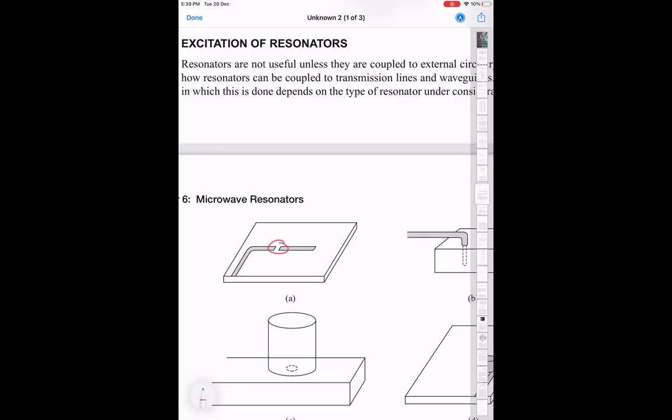So this length doesn't matter in determining the resonant frequency, but this length and the depth of this cavity determine the electric field, the resonant frequency. The material will decide how much internal losses you want to come. The operating temperature will decide.